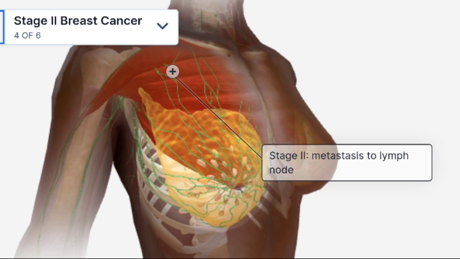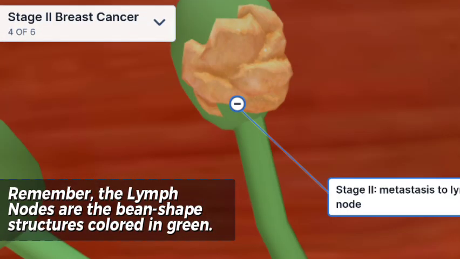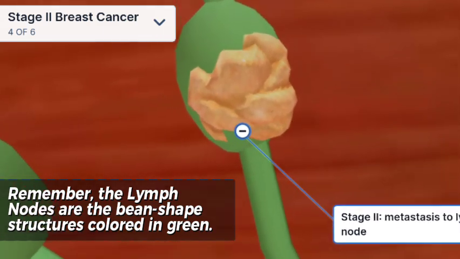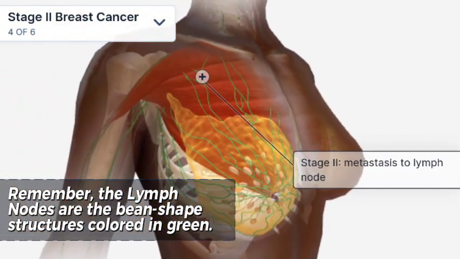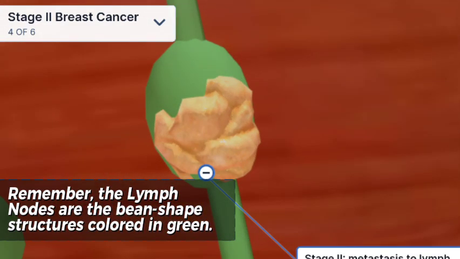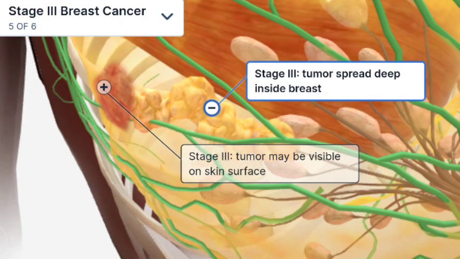Well, at this stage, we can see that metastasis of the tumor has begun. Take a look at this. The tumor has spread to a nearby lymph node. You can see it here. From the lactiferous ducts, it has spread to the lymph node. That's what we can see here. Now, let's move on to the next stage, which is stage 3.